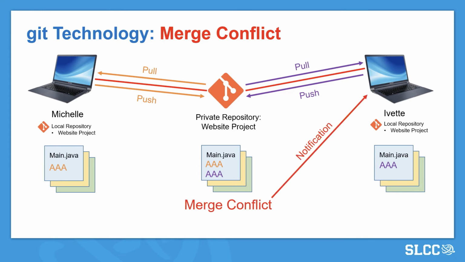There's a notification that occurs when a merge is attempted. The last person to push their changes is notified, and it's up to them to initiate a resolution. Now that may be changing their code, communicating with the other developer. There's a number of possibilities and ways in which we resolve conflicts with merges.